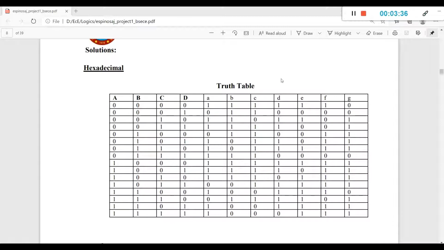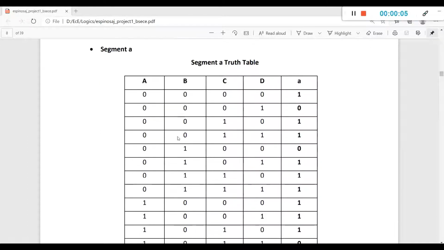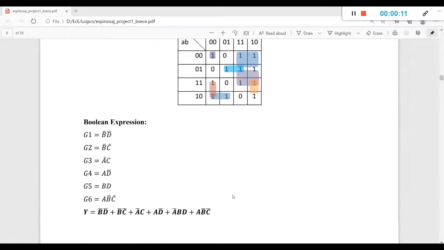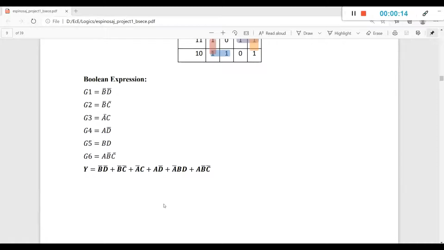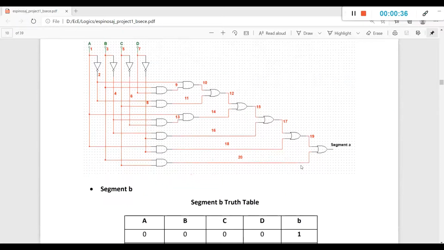The first solution is for the hexadecimal. This is the overall truth table for the hexadecimal. Starting from segment A, this is the segment A truth table. Through the use of Karnaugh map, we have obtained the Boolean expression for segment A. The overall Boolean expression for segment A is not B and not D, or not B and not C, or not A and C, plus A and not D, plus not A and B and D, or A, not B, and C. Its corresponding logic diagram is here.